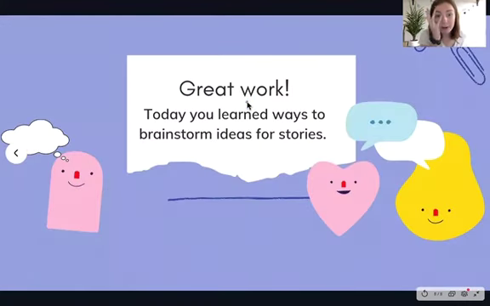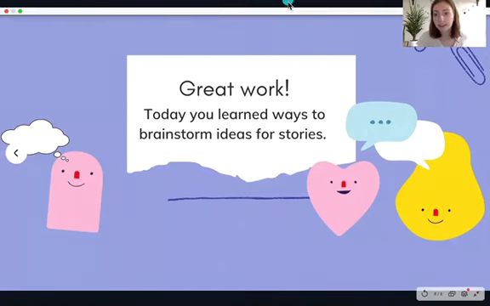Great work today, friends. You learned ways to brainstorm ideas for stories. When you're done, send me a picture of your heart map.